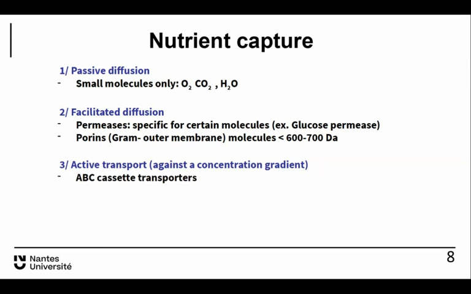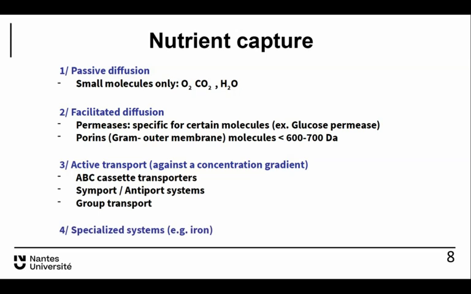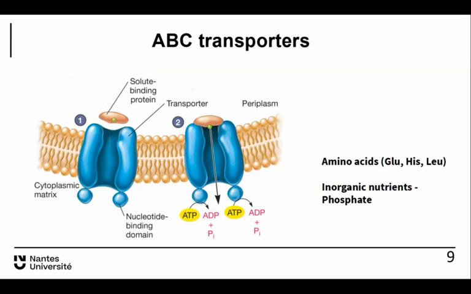Okay, so there are three types of transporters used by bacteria: the ABC cassette transporters, proton or sodium symport and antiport systems, and what's called group transport. So we're going to look very quickly at these. And then finally we'll talk about how bacteria get iron and other metal ions. So it's also a very important system.